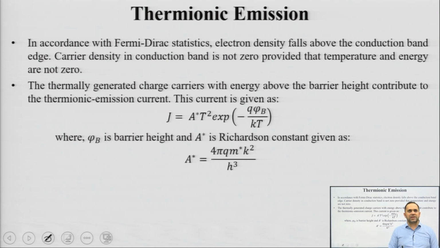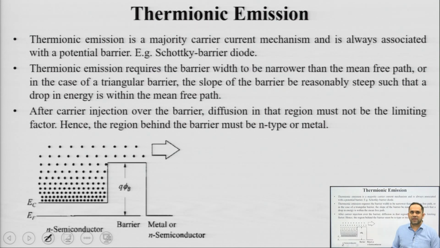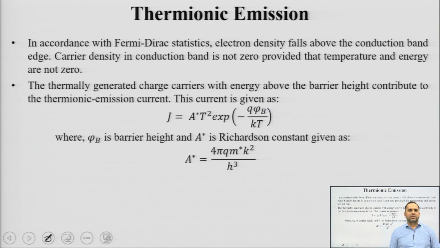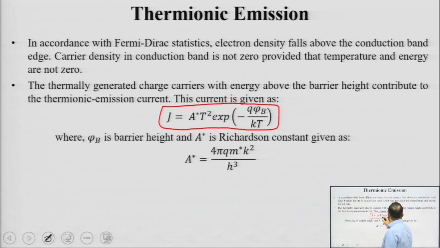So, the thermally generated charge carriers with energy above the barrier height, which barrier height? This barrier height which we are talking about. So, you can have semiconductor here and metal here. Above this barrier height, the thermally generated charge carriers manage to cross the barrier. The current produced by these charge carriers, the current density, is given by this equation, and you can say that this equation is dependent on the barrier height, the so called Schottky barrier height.